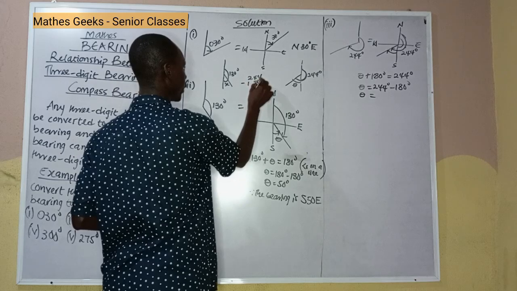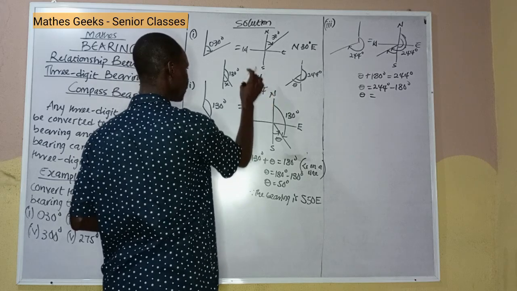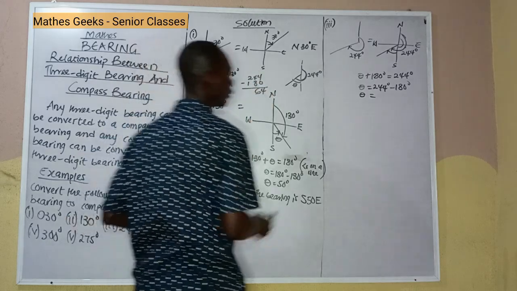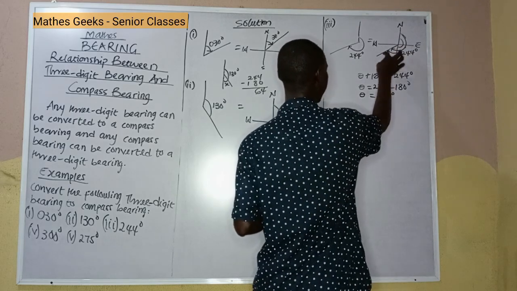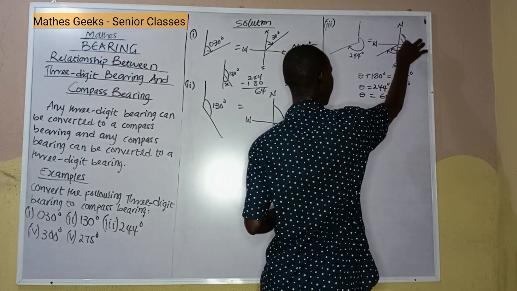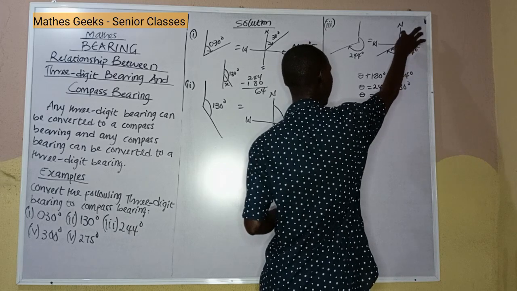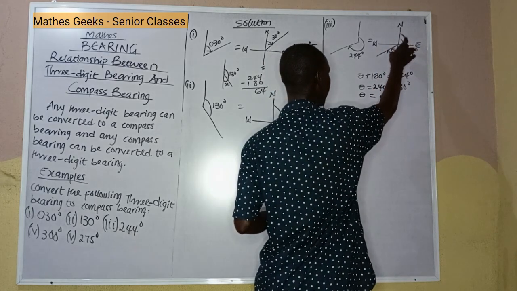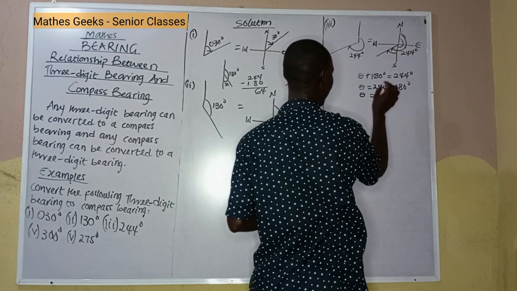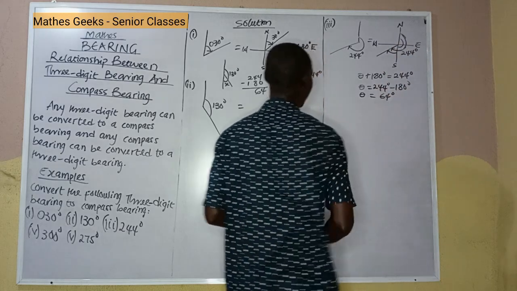244 minus 180. So this is 4. 14 minus 8 is 6. The answer is 64 degrees. So when you add, if here to here is 64 and here to here is 180, then the whole of from the north to this line is simply from here to here plus here. That will give you 180 plus 64 to give you 244 degrees.